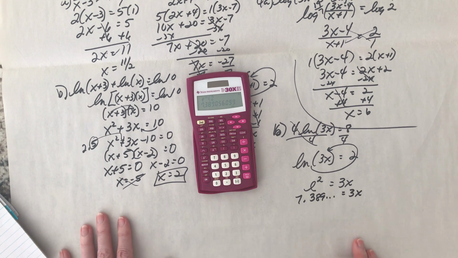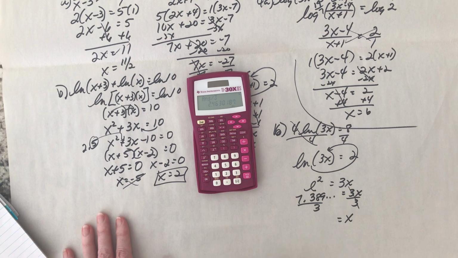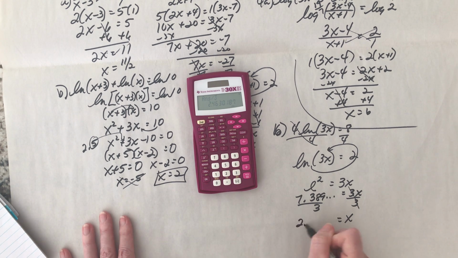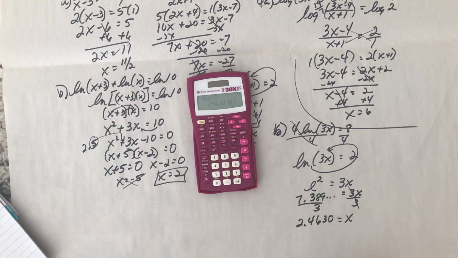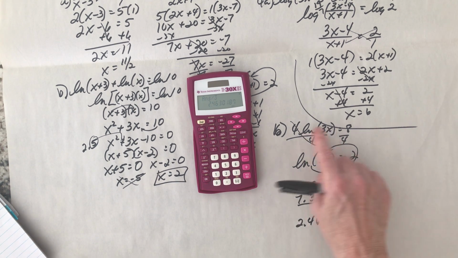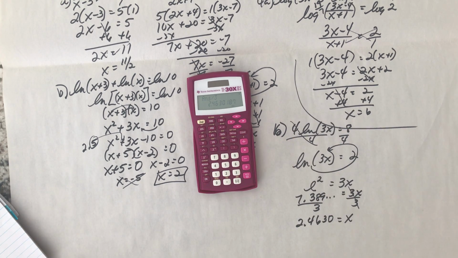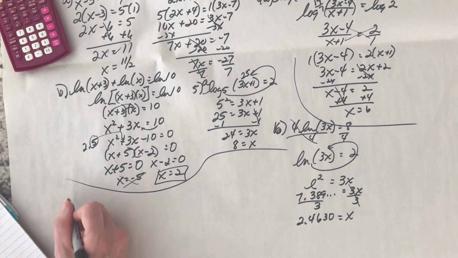We are still trying to get x by itself, so divide both sides by 3. And x equals, take this number in your calculator and divide it by 3, and we're getting 2.4630. So 3 times 2.4630, if you took the natural log of that and multiplied times 4, you'd get 8. Let's see if we can finish this one up in this little area that I've got here. We're looking at, oh, we still got C and D.